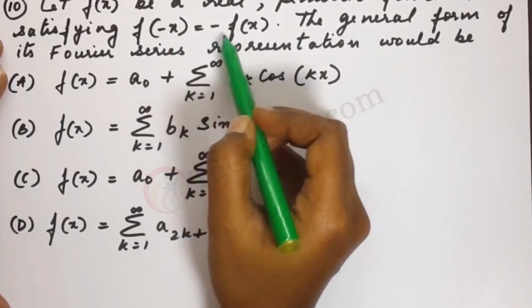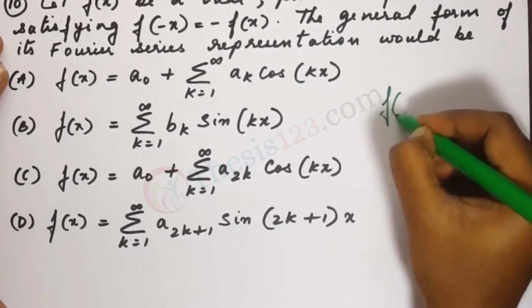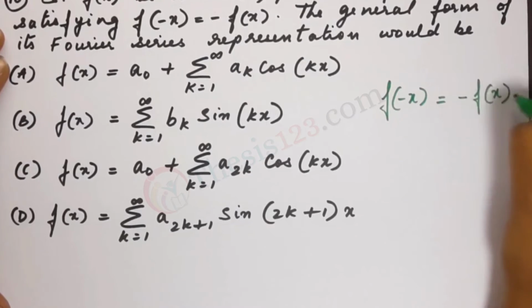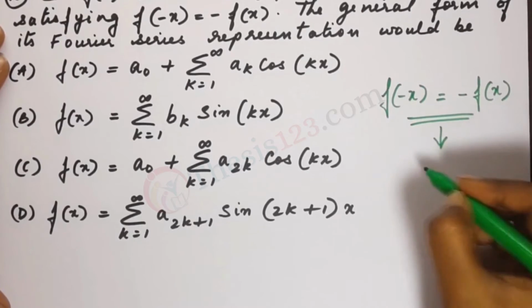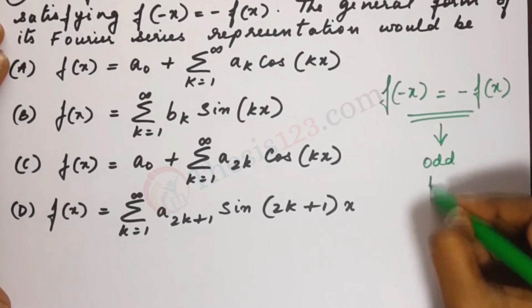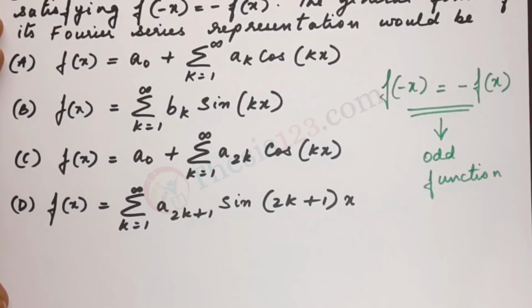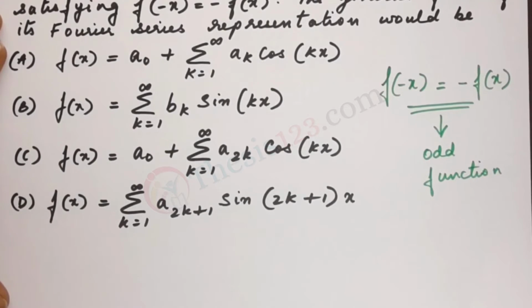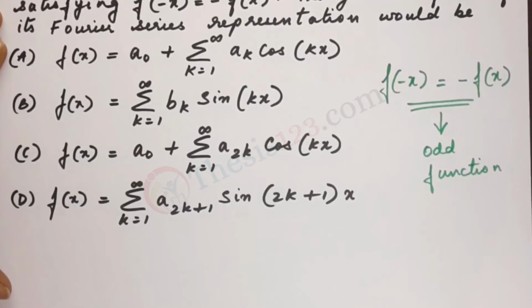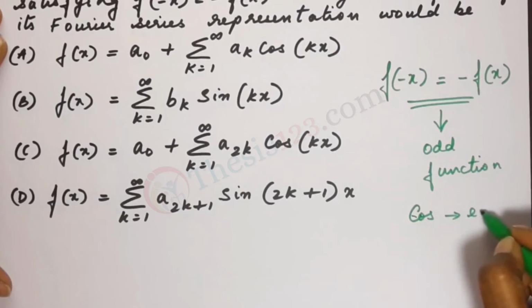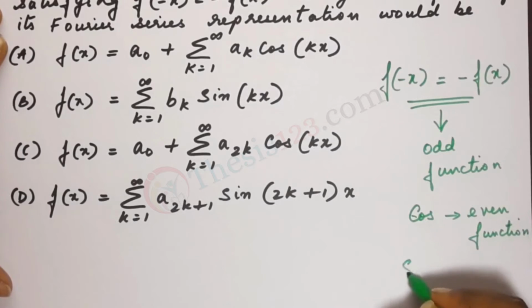Okay, so if you recall, this is quite familiar. You see f(−x), when this is equal to −f(x), such a condition says that the function is an odd function. And again, if you go back and recall some of the basics of trigonometric functions, we see that cos is known to be an even function, while sine is supposed to be an odd function.